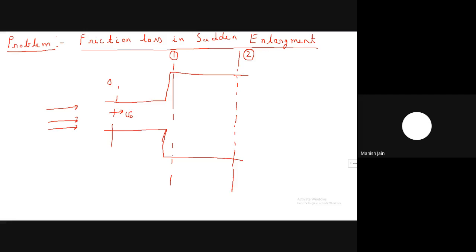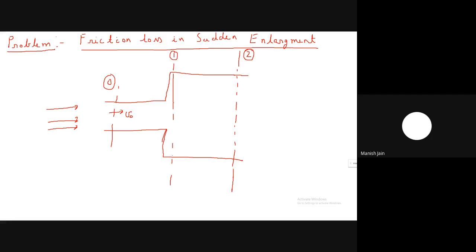So we will divide the section into 3 points. This is point 0, this is point 1 and point 2. Now we will use the macro scale momentum balance as well as the mechanical energy balance to solve this problem. Material balance also to solve this problem. So what will happen?